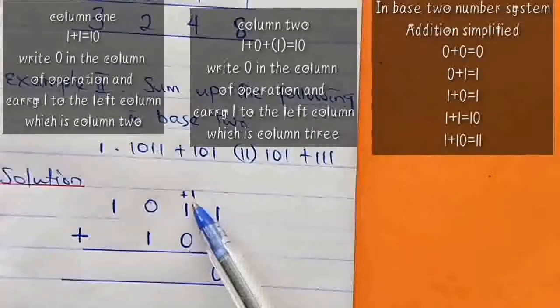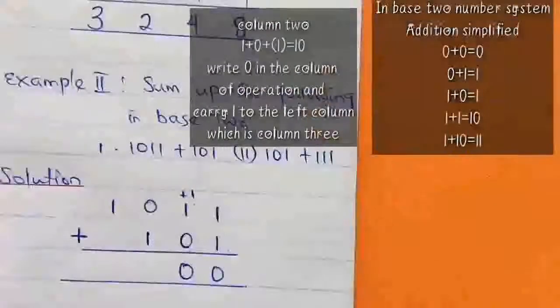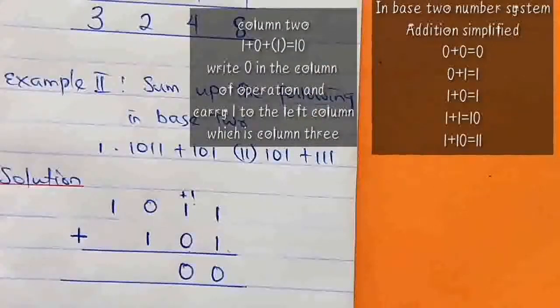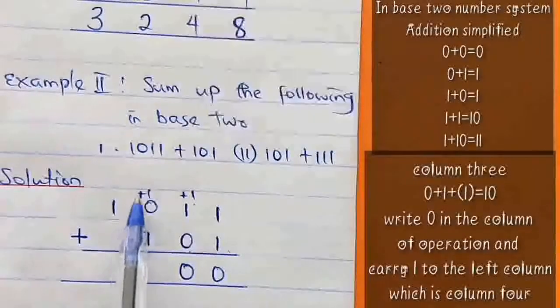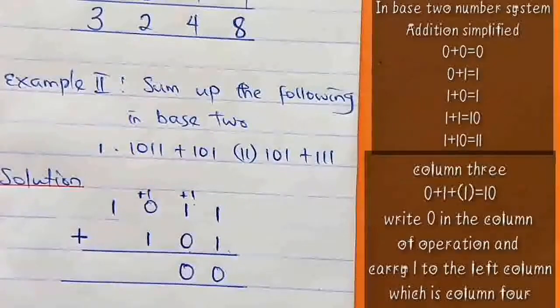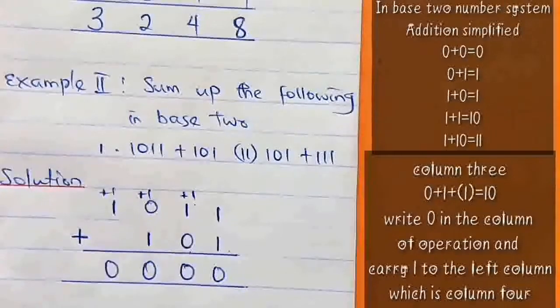Here we have 1, 0 again. We write 0, carry 1 again to the other column at the left hand side. 0 plus 1 will give us 1, and we add it to this one, it still give us 1, 0 again. We write 0, carry that 1 to the other column at the left hand side. 1 plus this 1 here will give us 1, 0 again. Therefore, we write our final answer to be 0 and 1, 1 going to the other column.